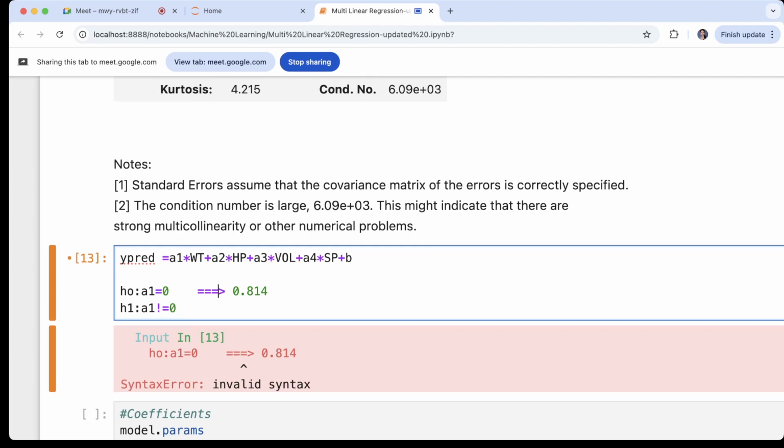Now the null hypothesis is always this, that A1 is equal to 0. But if A1 is equal to 0 and that is true, what does that mean? That means this entire quantity is 0, right? But we don't want that. If WT is actually making an impact on your y prediction, then this hypothesis should be false, correct? If this hypothesis needs to be false, should the p value be less or more?